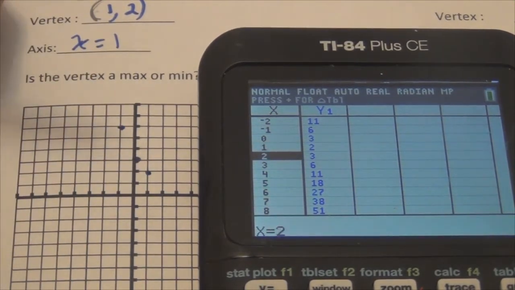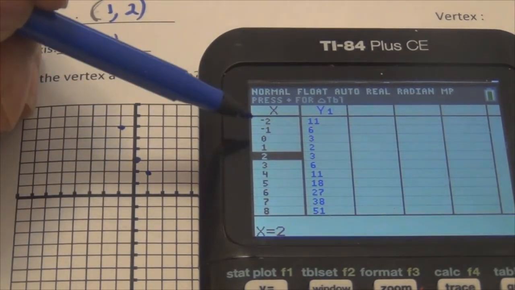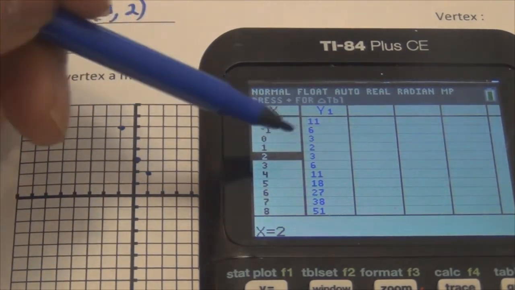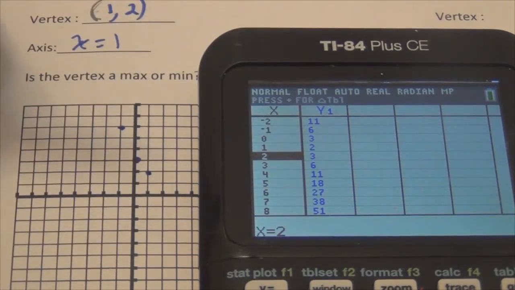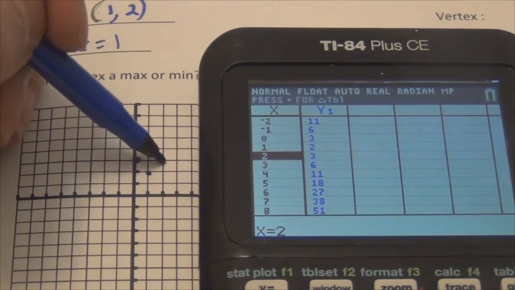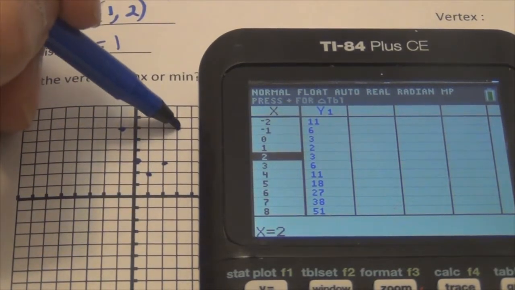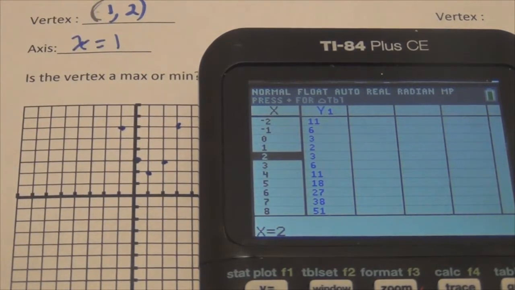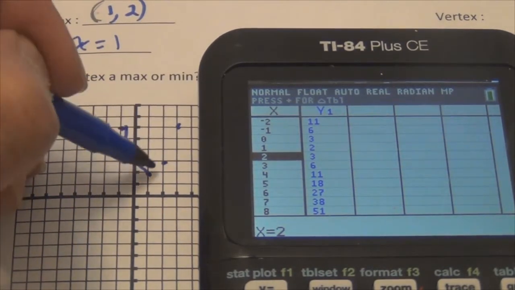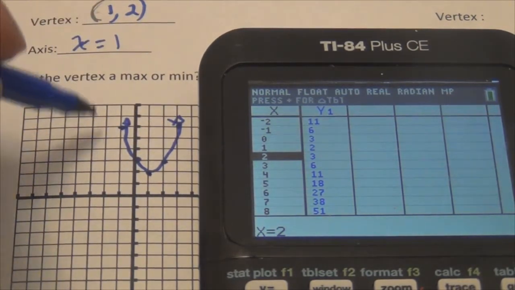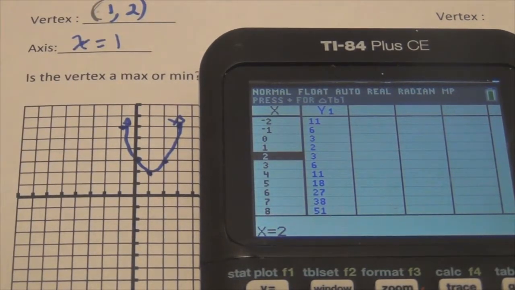So I got it. Now look at this. The vertex is the turning point. The values of y start repeating over here. So I have 2, comma 3, and then of course 3 is going to be 6. So I have my parabola right here. Arrowheads. I label the equation if I have to.